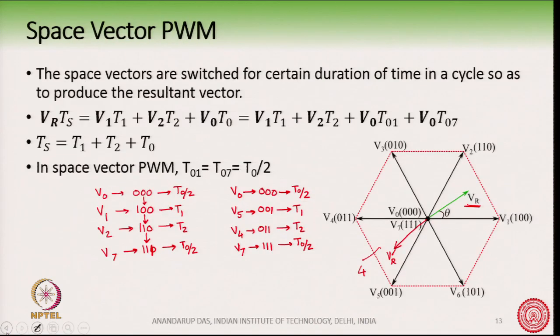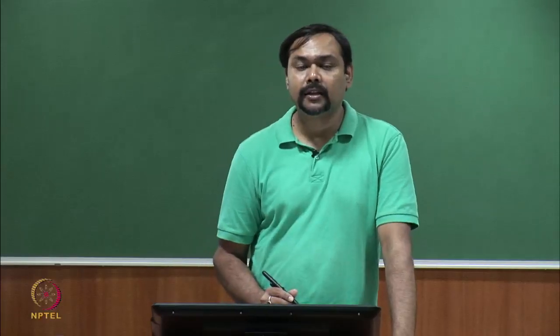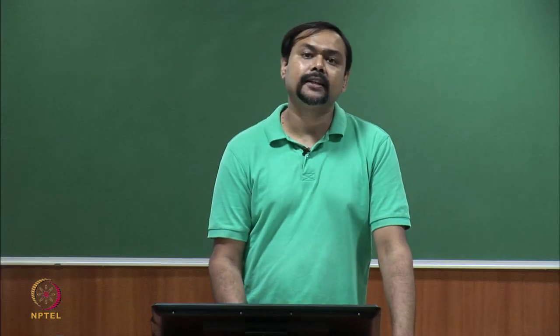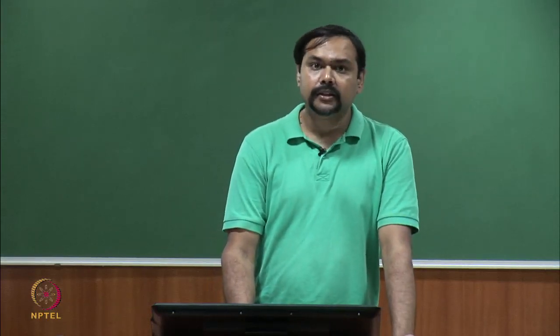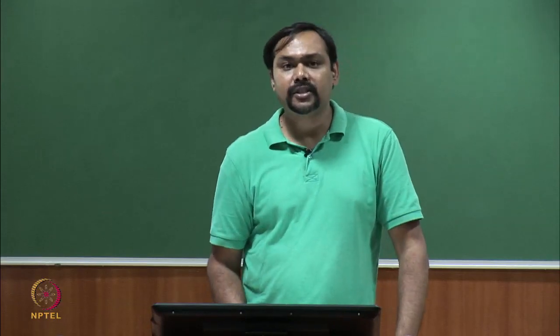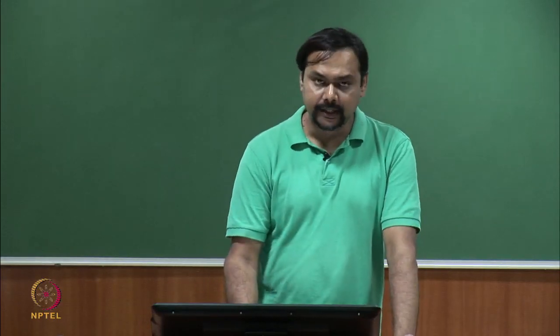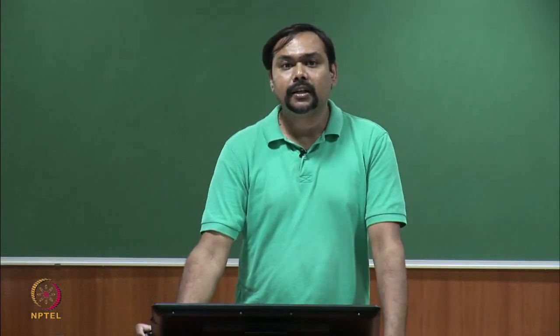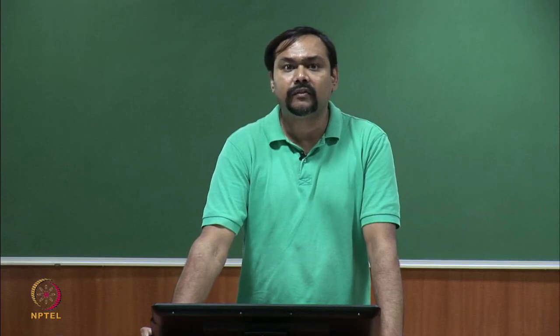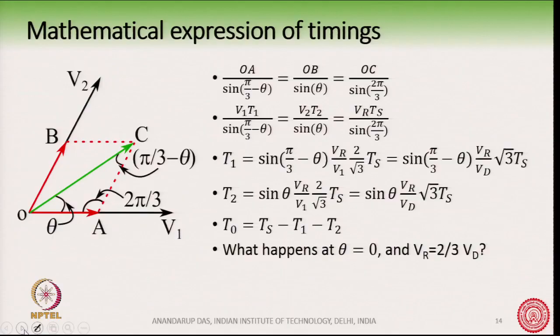Now, so far we have said that we will switch a vector for T1 period, another vector for T2 period, and a 0 vector for the T0 period. But how to calculate this timing duration? How much is T1, how much is T2, etcetera? In order to do that, we have to get the mathematical expression of the timings of these vectors.